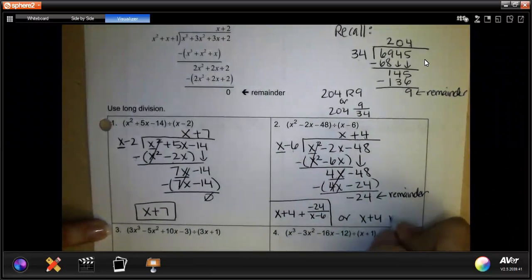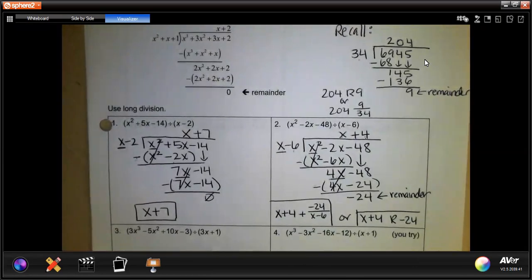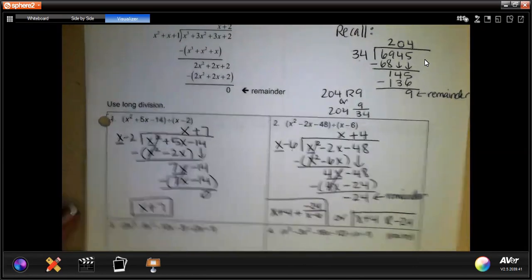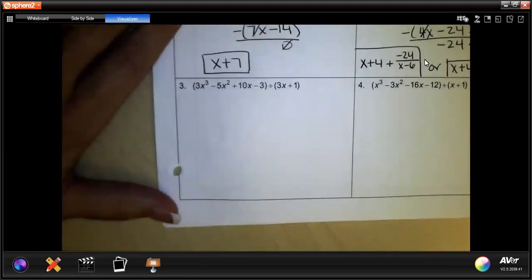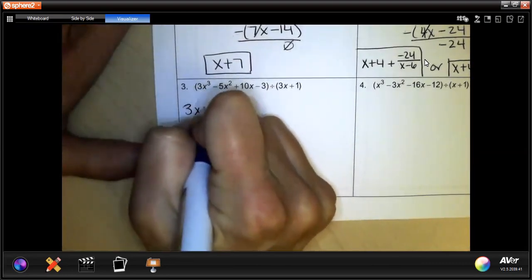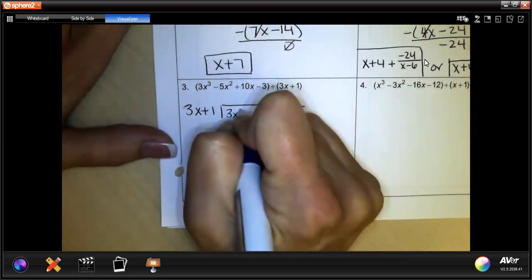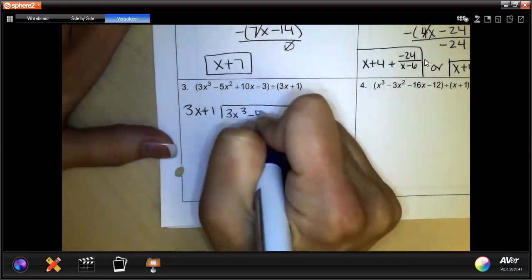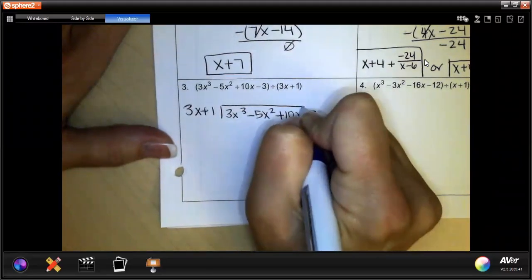Or x plus 4, remainder of negative 24. All right, we're going to step it up a little bit here and try another one. So I put my divisor out on the outside, so 3x plus 1. I put my dividend on the inside, so 3x cubed minus 5x squared plus 10x minus 3.